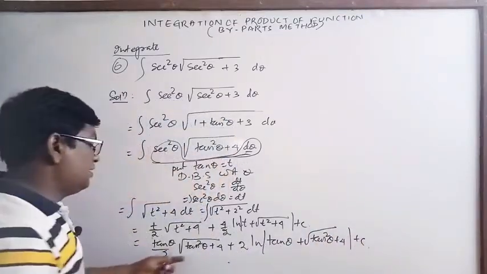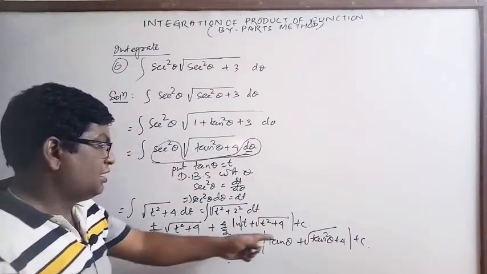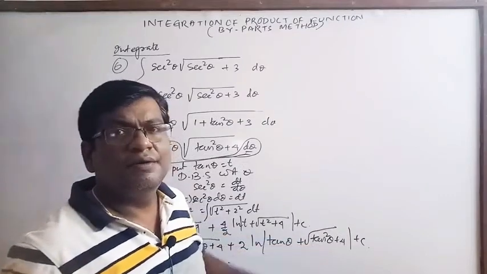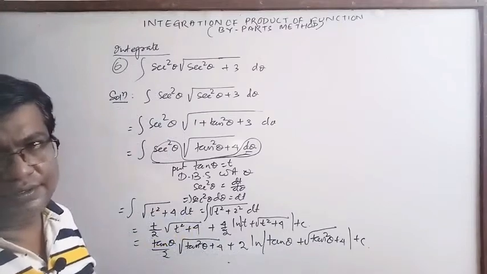Or you can write here tan square theta plus 4 means sec square theta plus 3, so root over sec square theta plus 3. This is the answer. Now another question.